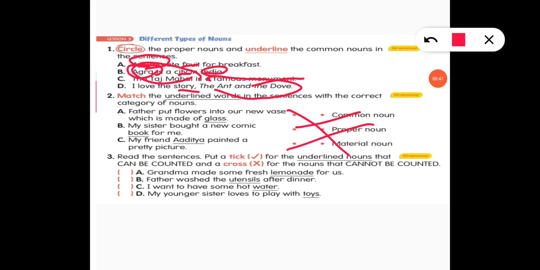So lemonade, first one, lemonade. We cannot count the lemonade, so you have to cross. Next one, father washed the utensils. You have to count utensils, utensils को count कर सकते हो ना, बर्तन. So टिक करेंगे B में. Third one is C part. I want to have some hot water. Water is uncountable, so cross. Next one, D part. My young sister loves to play with toys. Toys को count कर सकते हैं. You have to tick it. So students, I hope question 3 is clear to you.